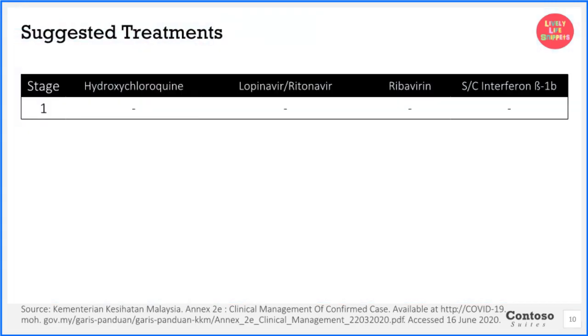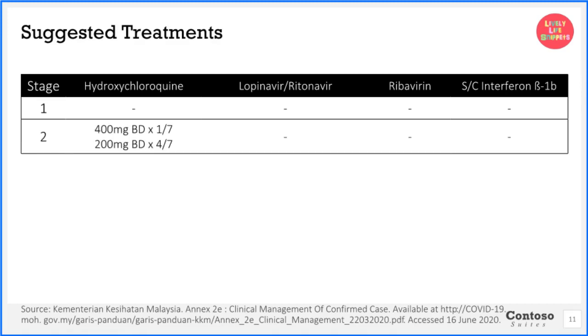These treatments are suggested by the Malaysian guideline for COVID-19 clinical management. If the patient is not symptomatic, he or she does not require any of these drugs. If the patient is symptomatic but does not develop pneumonia, a hydroxychloroquine 5-day course is suggested with a loading dose of 400 mg twice a day for day 1, followed by 200 mg twice daily for 4 days.